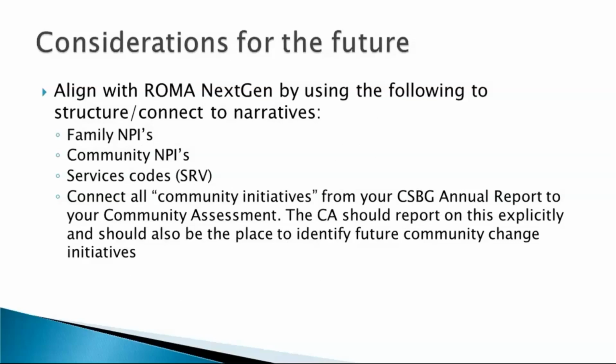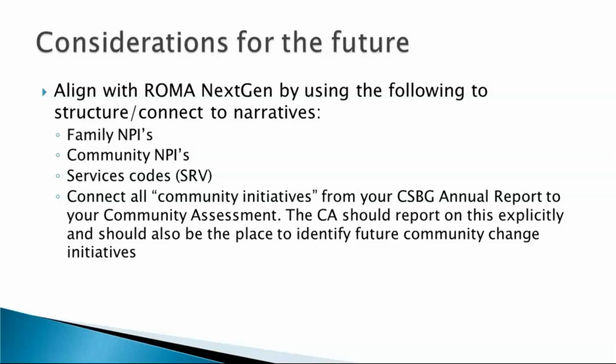Now that we have ROMA NextGen under full implementation and we've got the updated CSBG annual report, it might be helpful to think about how different parts of the community assessment are considering the new family NPIs, the community NPIs, the service codes. Your community may not be doing things in all those areas, but if there are national indicators that suggest these are key indicators of progress for community action, that might be something you at least want to talk about in your community assessment. And I know we will be referring to those as we do our 2019 community assessment next year.